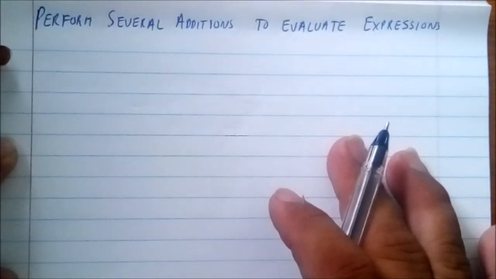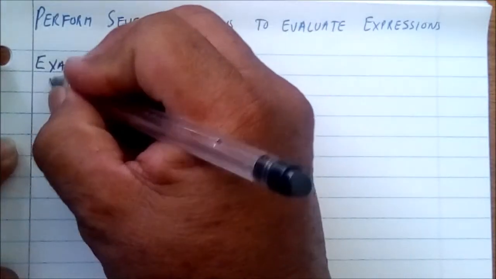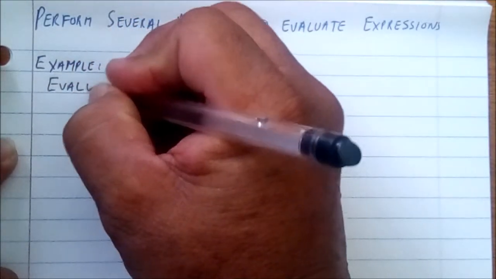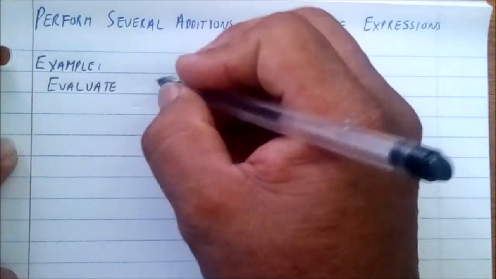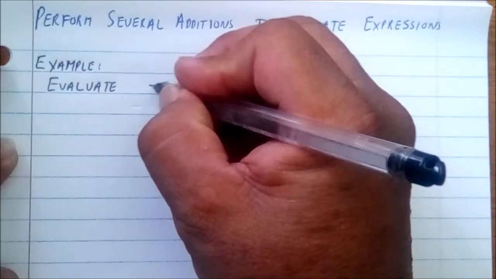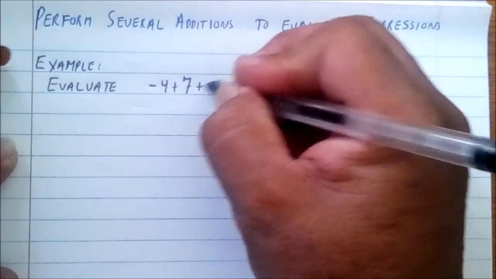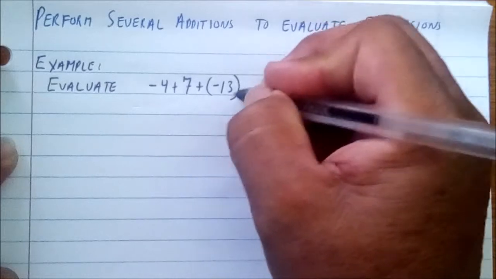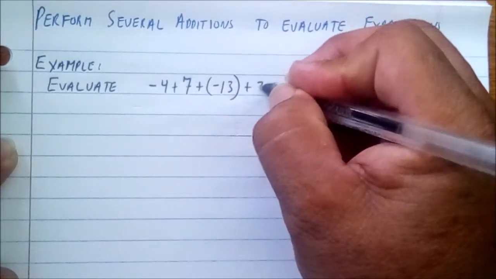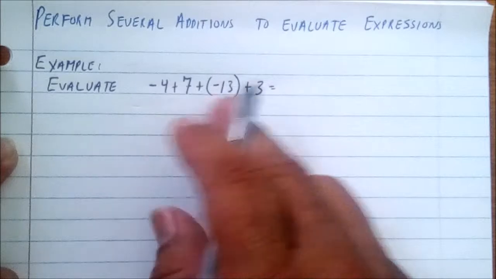Perform several additions to evaluate expressions. So let me give an example, and from there we'll be working it out. An example I'm going to give you is to evaluate negative 4 plus 7, which is a positive 7, plus negative 13 plus 3. Okay, that's the expression given.